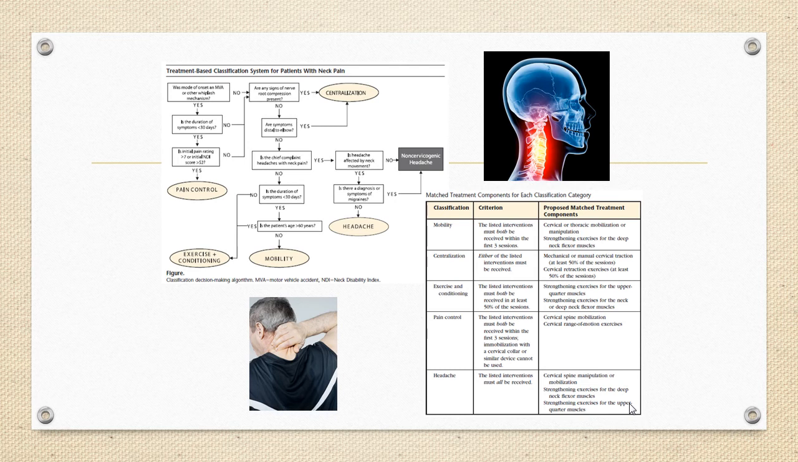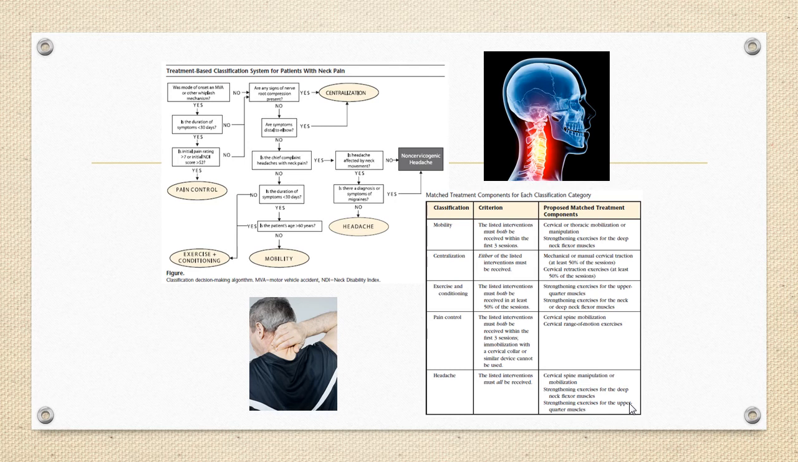For centralization, mechanical or manual traction with cervical retraction exercises. For exercise and conditioning, upper quarter strengthening and deep flexor strengthening of the neck. For pain control, the treatment recommended was cervical spine mobilization and range of motion exercises. And for headaches, cervical spine mobilization and manipulation, strengthening of the upper quarter, and cervical spine deep flexor strengthening.